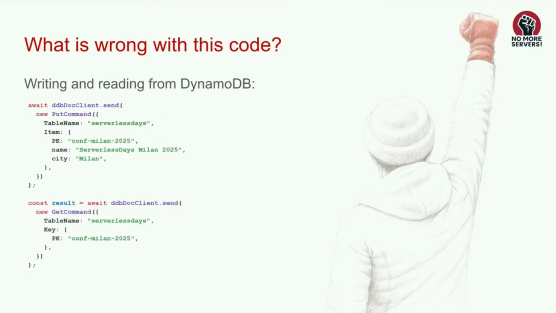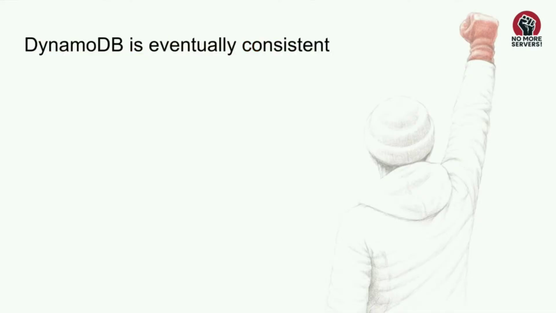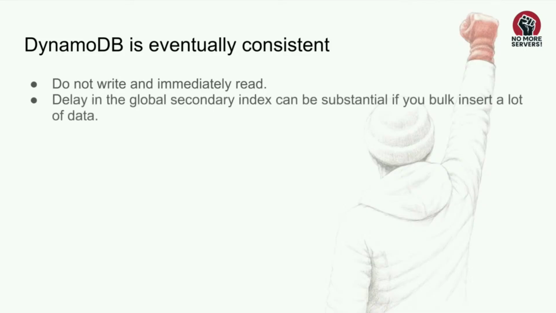Another DynamoDB example. You write a record into the database and immediately read it. What's wrong with that? Databases are meant for this case. Well, DynamoDB is eventually consistent, meaning you might not get the data you just wrote. And the delay can be especially long if you insert a lot of data and then use a global secondary index to read it.